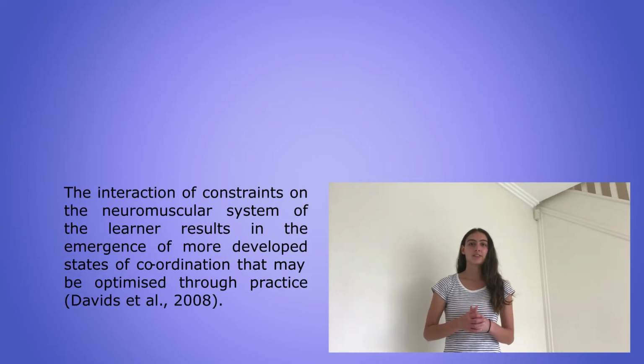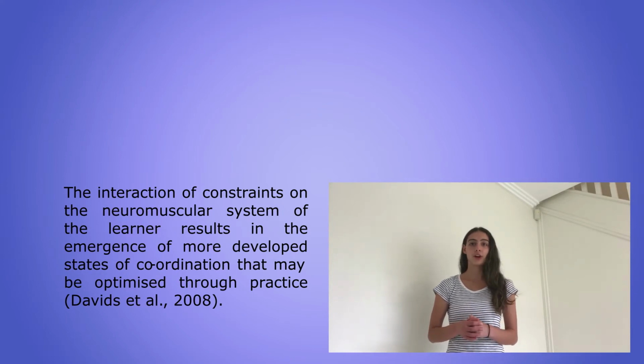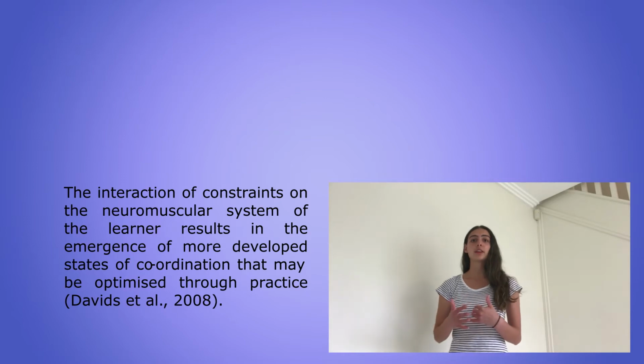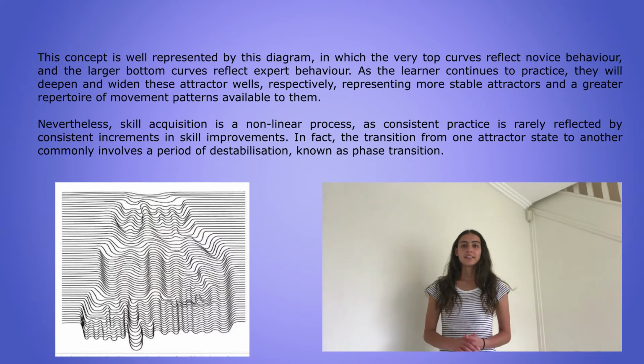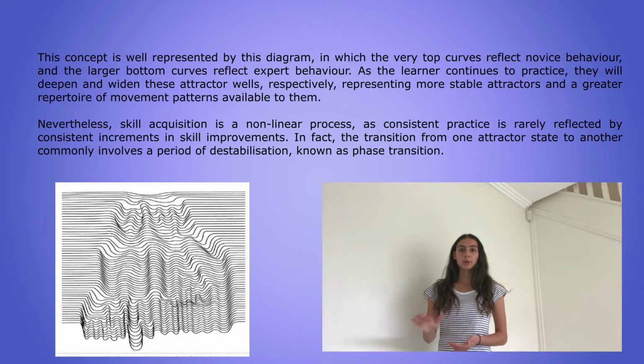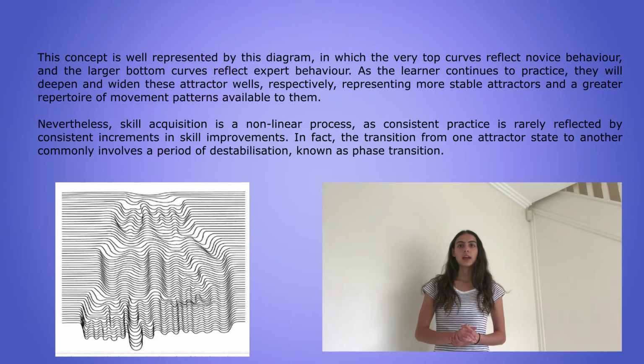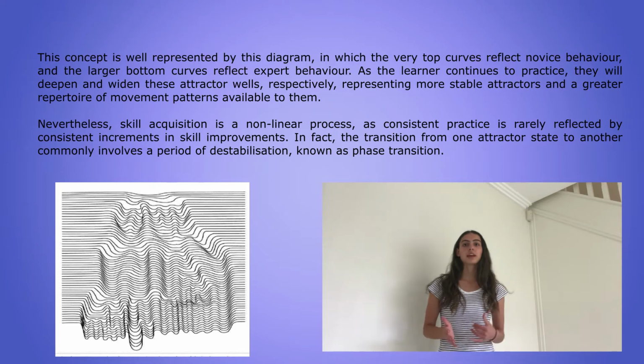As expressed by Davids et al., the interaction of constraints on the neuromuscular system of the learner results in the emergence of more developed states of coordination that may be optimised through practice. This concept is well represented by this diagram, in which the very top curves represent novice behaviour and the larger bottom curves reflect expert behaviour. As the learner continues to practice, they will deepen and widen these attractor wells, respectively representing more stable attractors and a greater repertoire of movement patterns available to them.